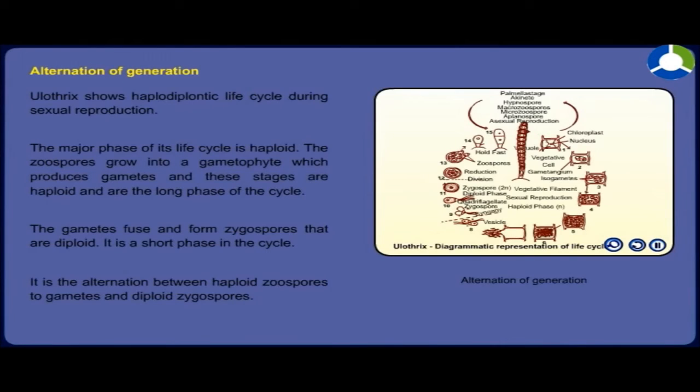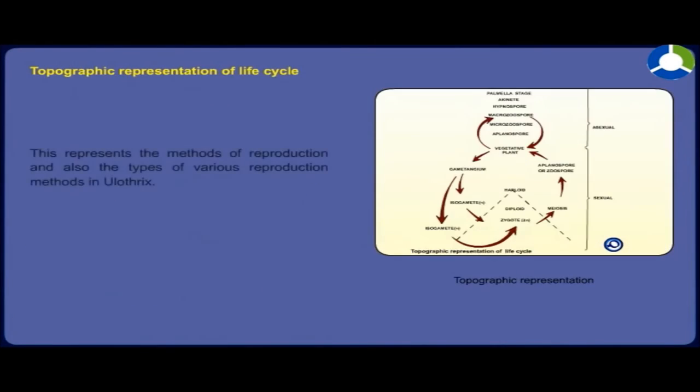Graphical representation of the life cycle. This represents the methods of reproduction and also the types of various reproduction methods in Ulothrix. It undergoes vegetative reproduction, asexual reproduction and sexual reproduction.